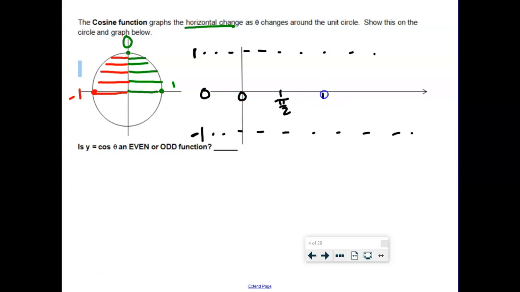The only change is cosine at 0 radians, so I'm going to do the quadrantals again. At 0 radians, where does your cosine start? Yep, the horizontal change is a 1, so we're going to graph our cosine function starting at 1. At pi over 2, the horizontal change was 0. At pi, it was -1. At 3 pi over 2, it would be back to 0. And then at 2 pi, it'd come all the way back to 1.